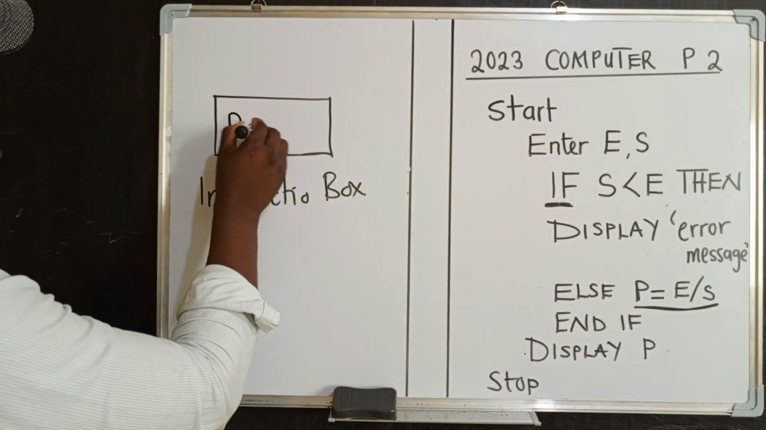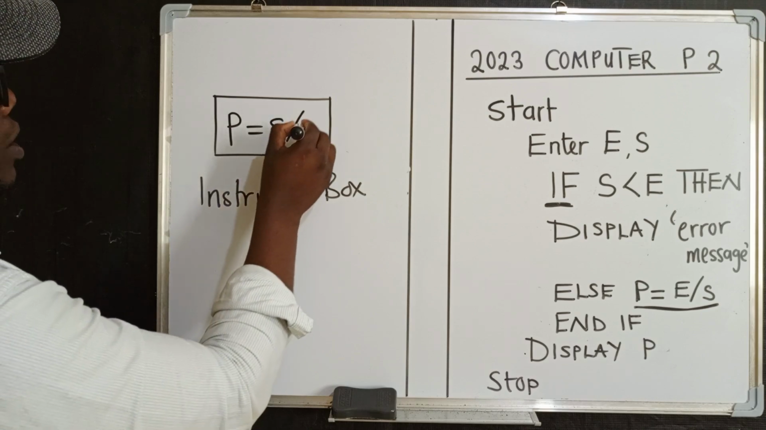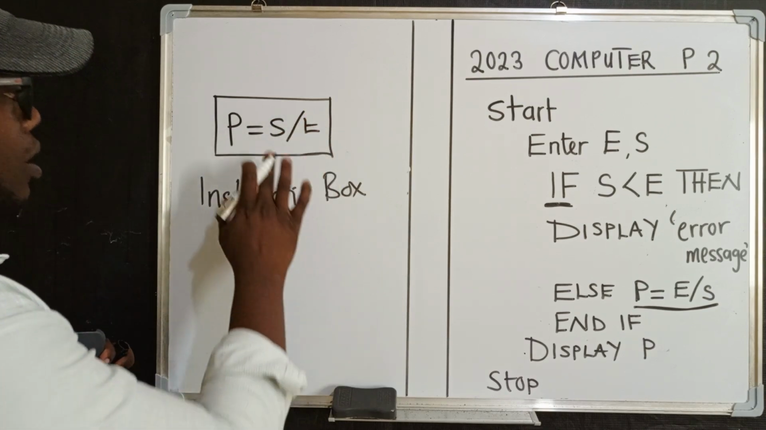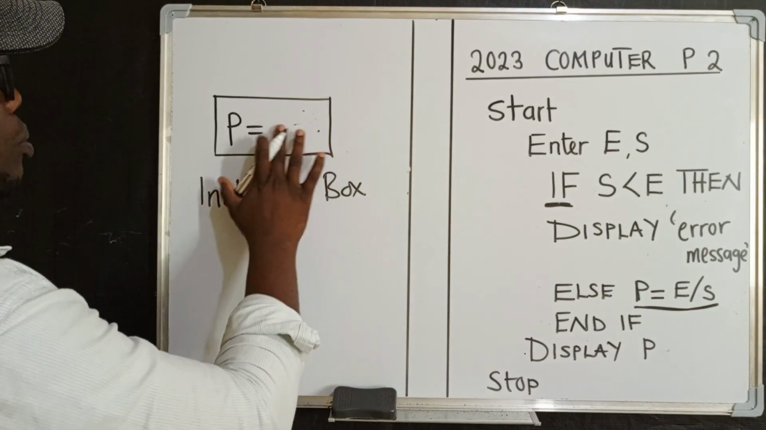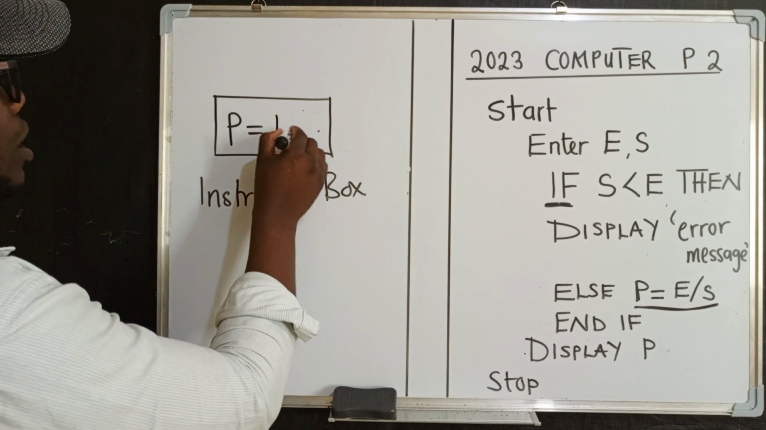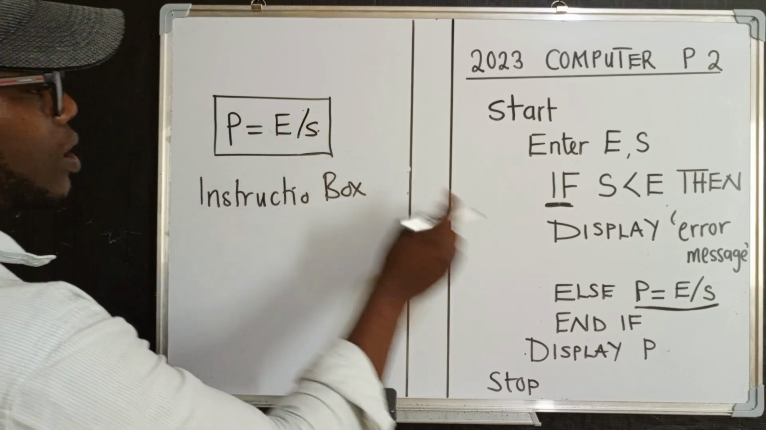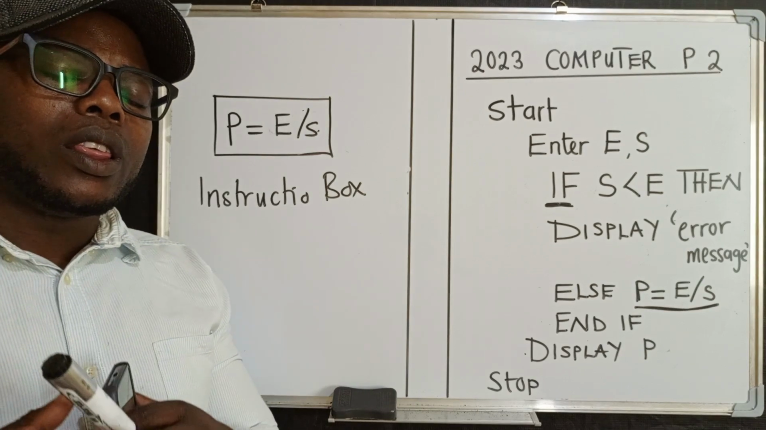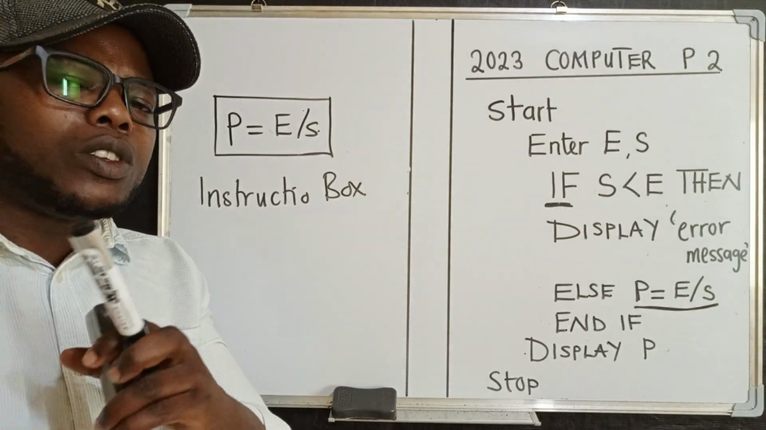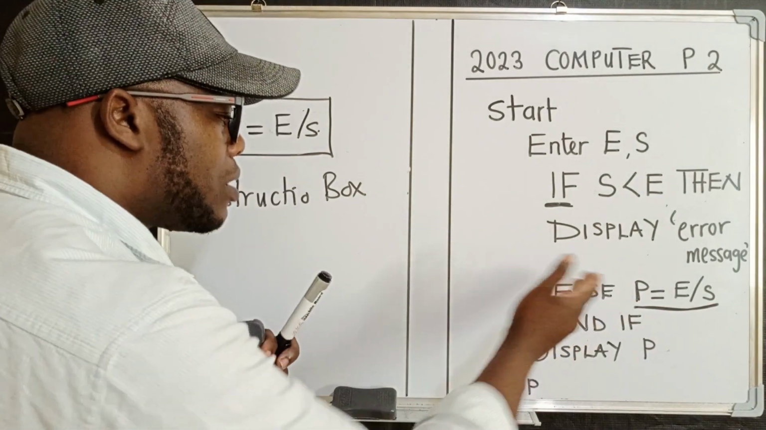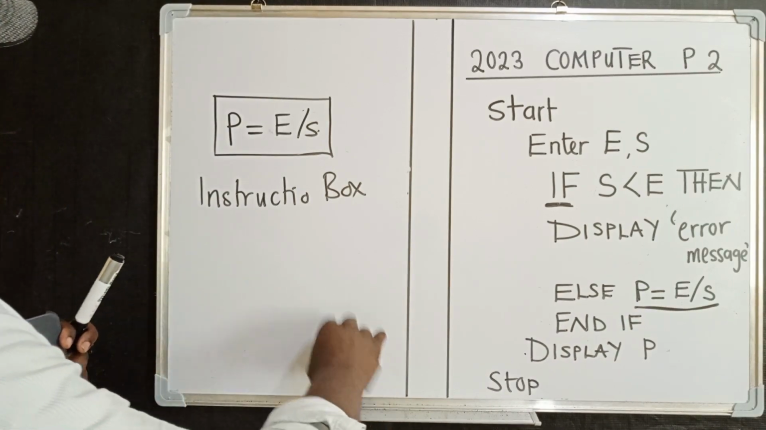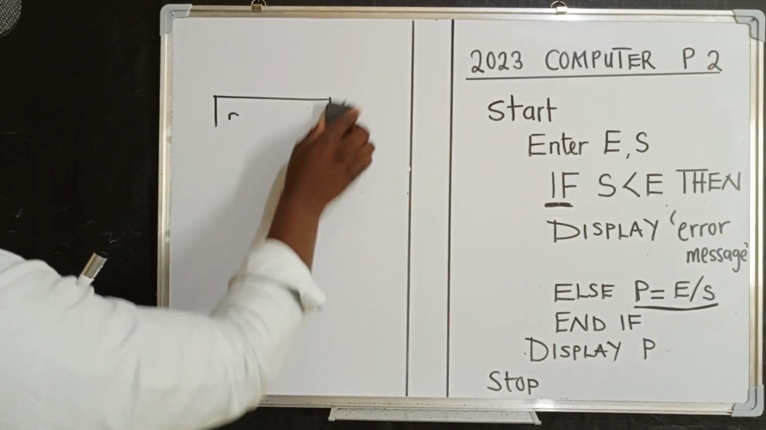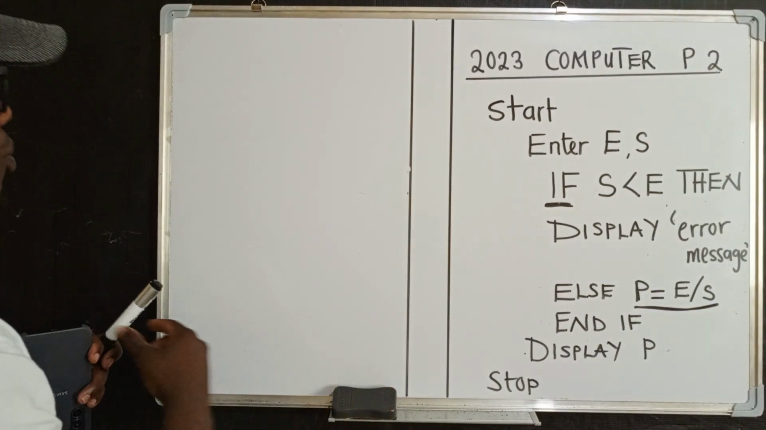So this is P is equal to S slash E. Oh, sorry, supposed to be E slash S. This is what it is here. So just copy the way you see the formula. Don't twist the formula. Just copy it the way it is. So that's it. Now let's try to answer and see what we're supposed to do.